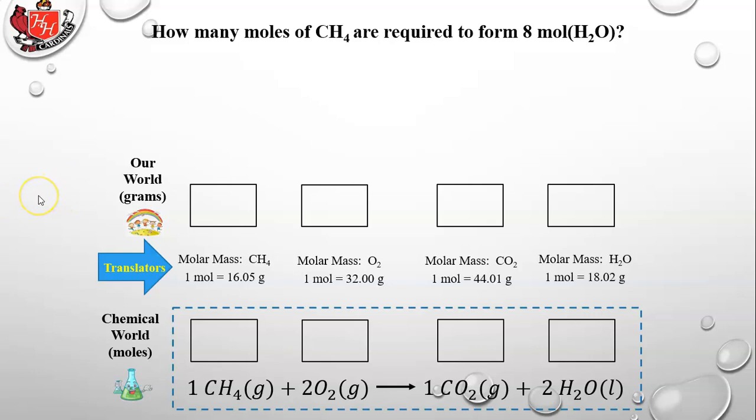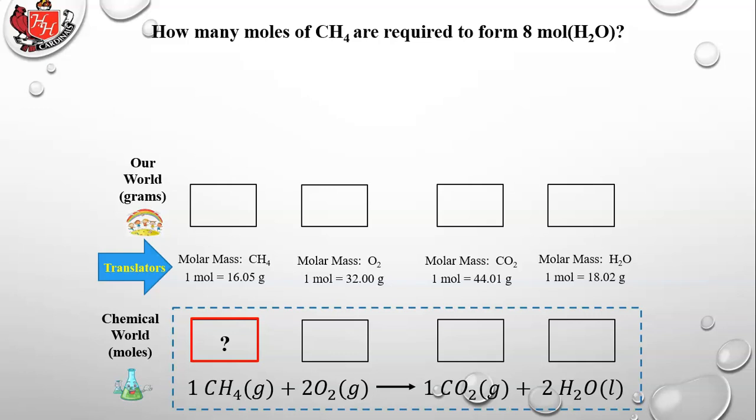So let's go ahead and work this problem. This first one for today is going to be very simple. We're only going to go from moles to moles. We're going to have nothing to do with grams today. So you're seeing that it's asking how many moles of CH4 are required to form 8 moles of H2O. Okay, so the first thing is, what are we looking for? What's the question asking for? And you see down in the red box on the lower left, a question mark appeared. We're trying to find moles of CH4.